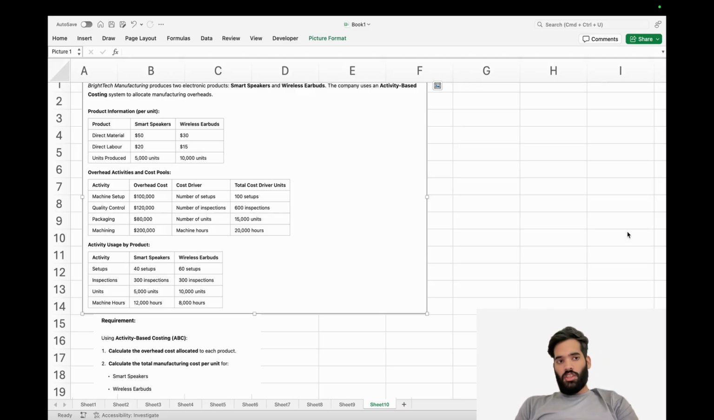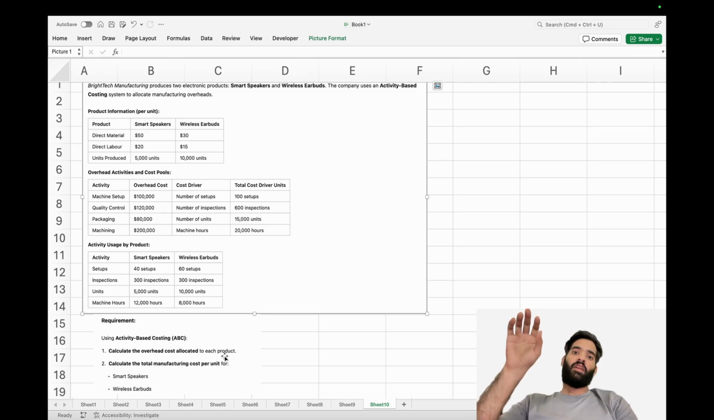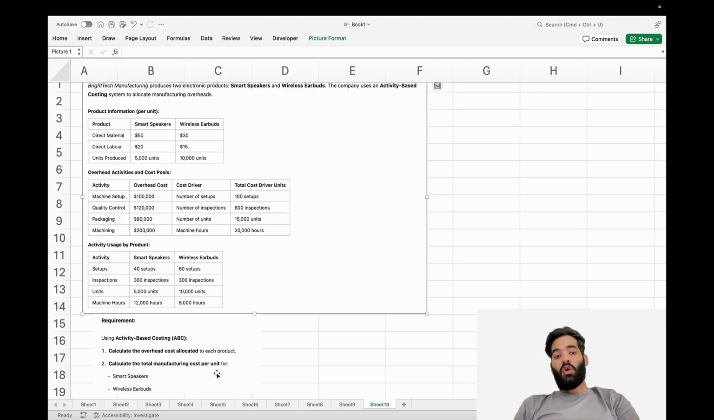So in this question, we have two products this company manufactures. They make smart speakers and wireless earbuds. And the requirement is to calculate the overhead cost allocated to each product. So we have to distribute the overhead to each product, how much was used by each product, and then calculate the total manufacturing cost per unit.